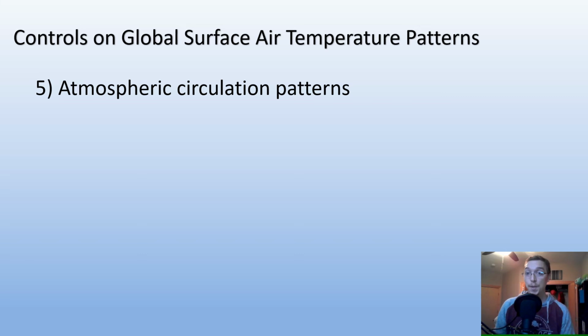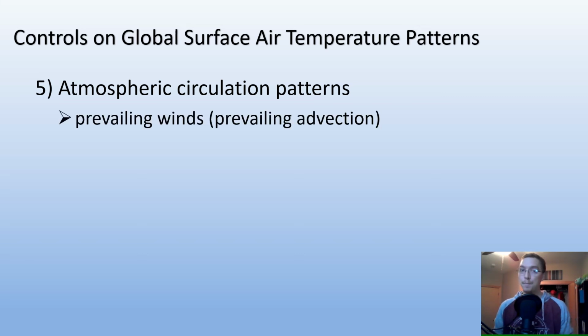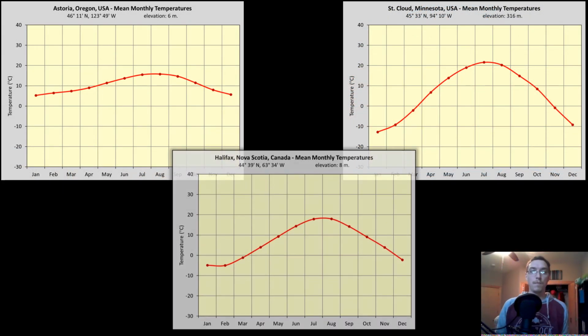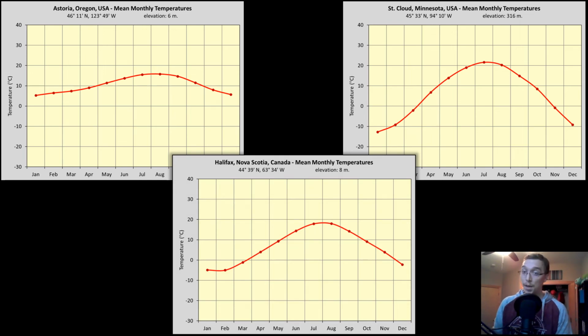Next, atmospheric circulation patterns. This is another one that we're going to dive into a lot more in depth in a future video, but we're going to touch on it here. So we look at things like prevailing winds, prevailing advection currents, how pressure systems set up and entrench within our atmosphere and across our planet. We can see areas again like Astoria and St. Cloud or Halifax. We can see how those vary. Again, we're not going to talk about it in too much depth today, but we can see that something is driving these bigger circulation trends across the continent and across the world.